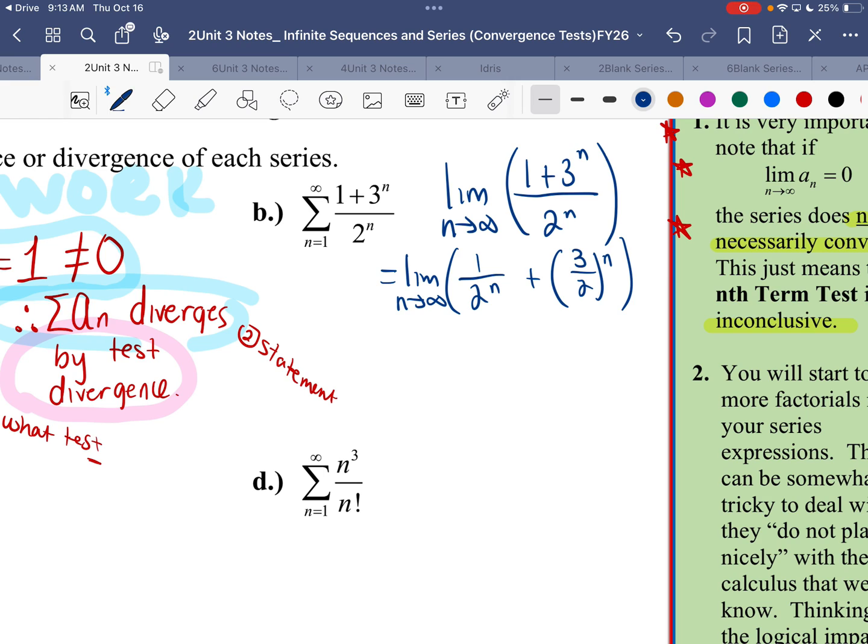The limit, when I put infinity in for 1 over 2 to the n, I'm going to have 1 over infinity, which is 0. And then I have 3 over 2 to the infinity, which is exponential growth. So this one's going to infinity. So that's another way you could split that apart to see that it is in fact diverging, because this limit does not equal 0.